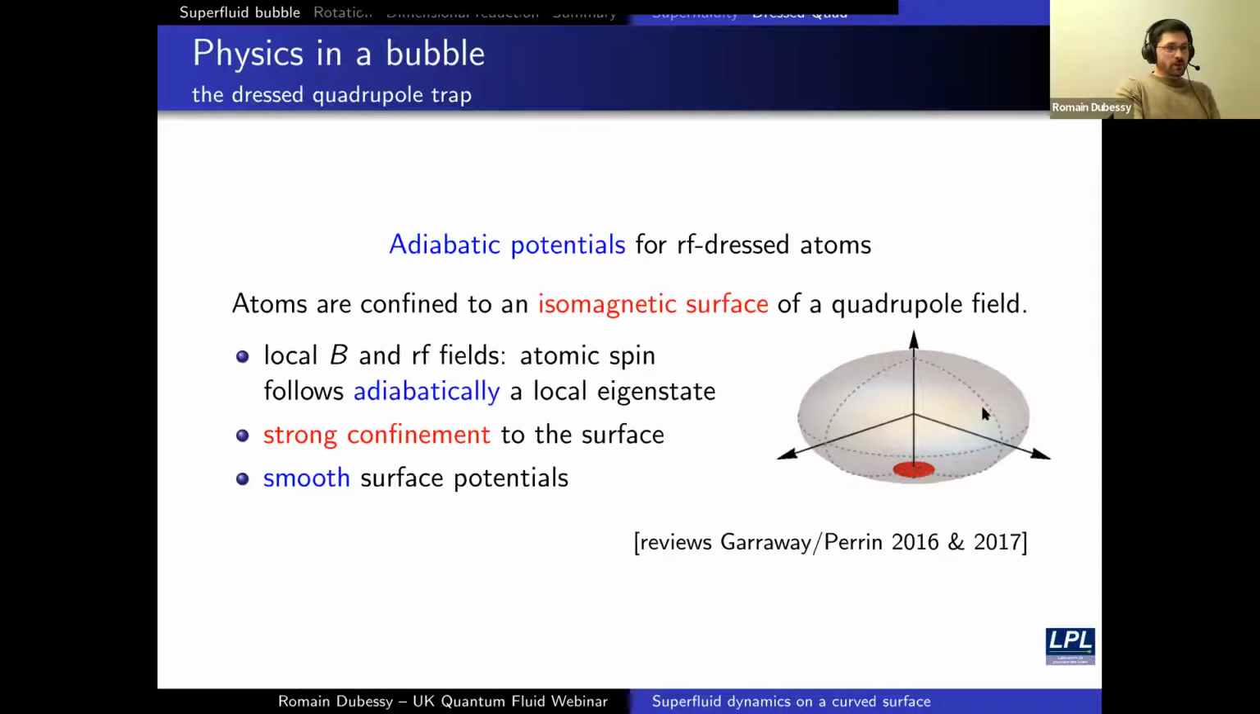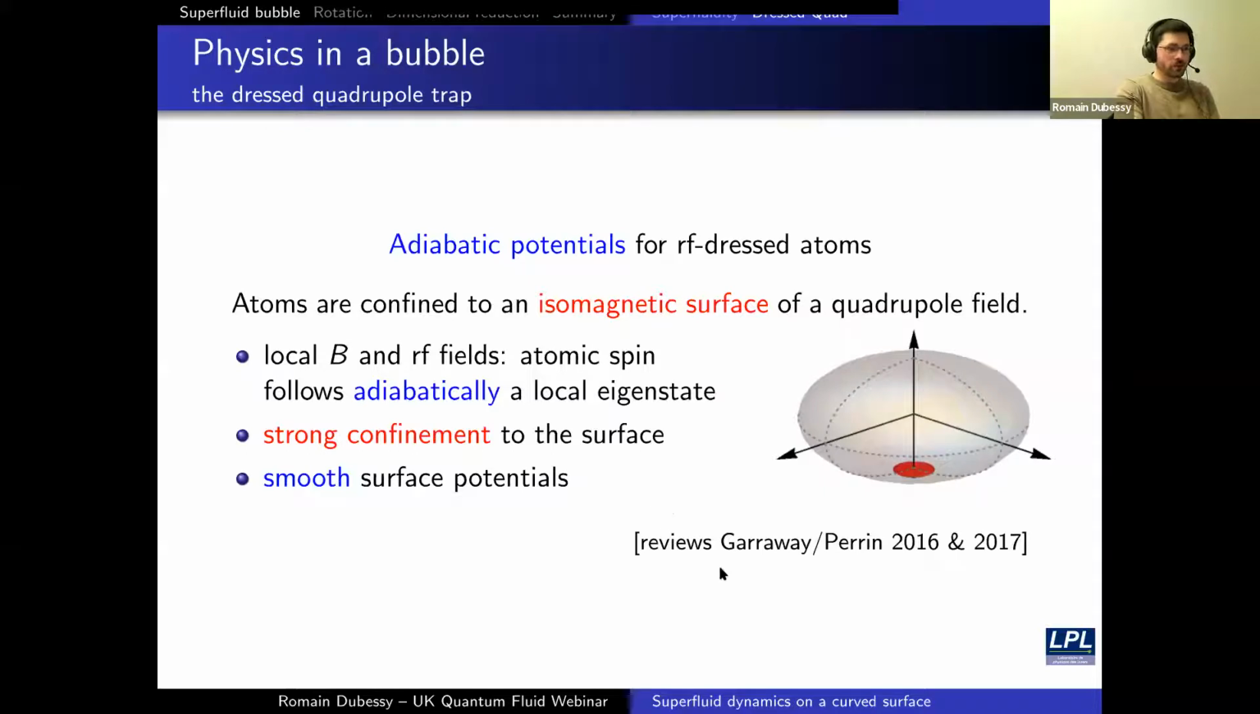So how do we create this bubble trap? We use a technique that is called RF dressing, and that allows us to realize adiabatic potentials for the atoms. So the idea is to confine the atom to an isomagnetic surface of a static magnetic field, and in our case, it's a quadrupole field. And as I will show in a few moments, we can have the atomic spin following a local eigenstate of the system, and this results in a strong confinement to the surface. And also we can get very smooth and tunable surface potentials in that way, so that's interesting for our studies.